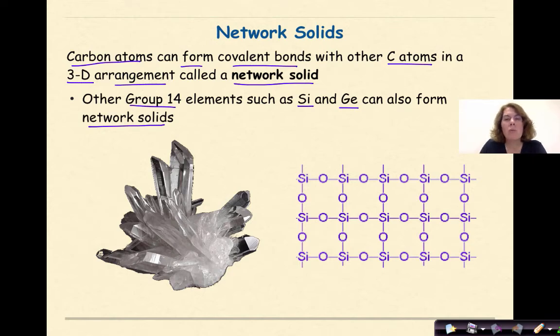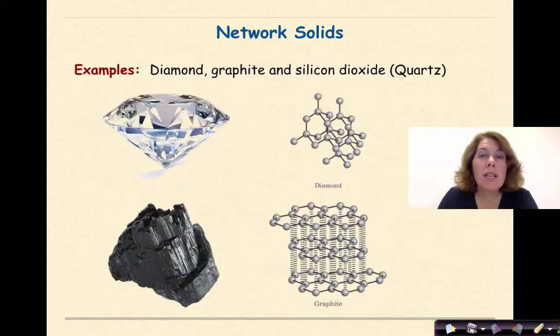Remember, silicon and germanium are metalloids, so they have properties of both metals and nonmetals, so they can, under certain circumstances, covalently bond with other atoms. Other examples of network solids are diamonds, graphite, we also call that pencil lead, we can see some graphite right here, and like I stated before, silicon dioxide, which is known as quartz.